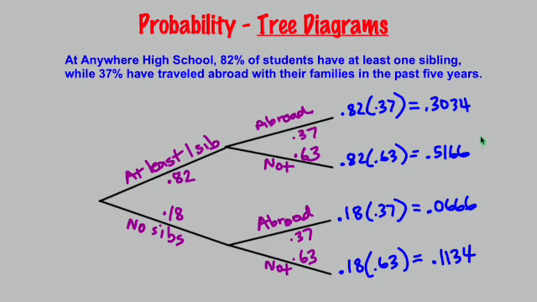Most people honestly prefer the first type, the area model. The one good thing that tree diagrams are good for is what if these percentages were different depending on whether or not you had at least one sibling or not? Let's say that the traveling abroad all of a sudden went up a lot. Let's say now it was 52%. Then I could deal with it in a tree diagram. However, I couldn't do so if I was using an area model.